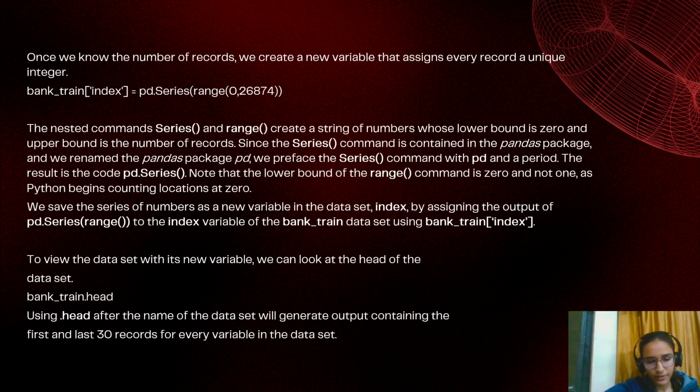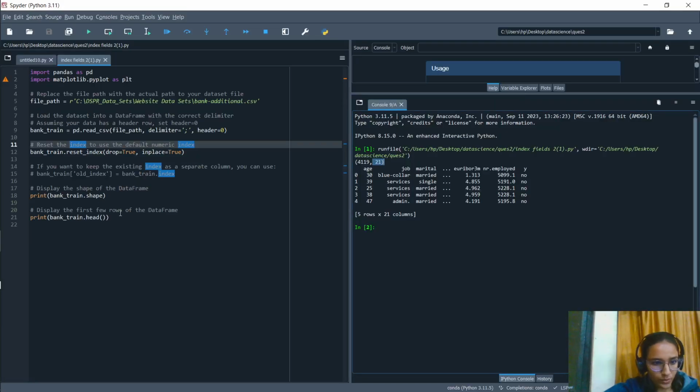We save the series of numbers as a new variable in the dataset, index, by assigning the output of pd.Series range to the index variable of the bank_train dataset using this. Now to view the dataset with its new variable, we can look at the head of the dataset. So this is what we have done here.